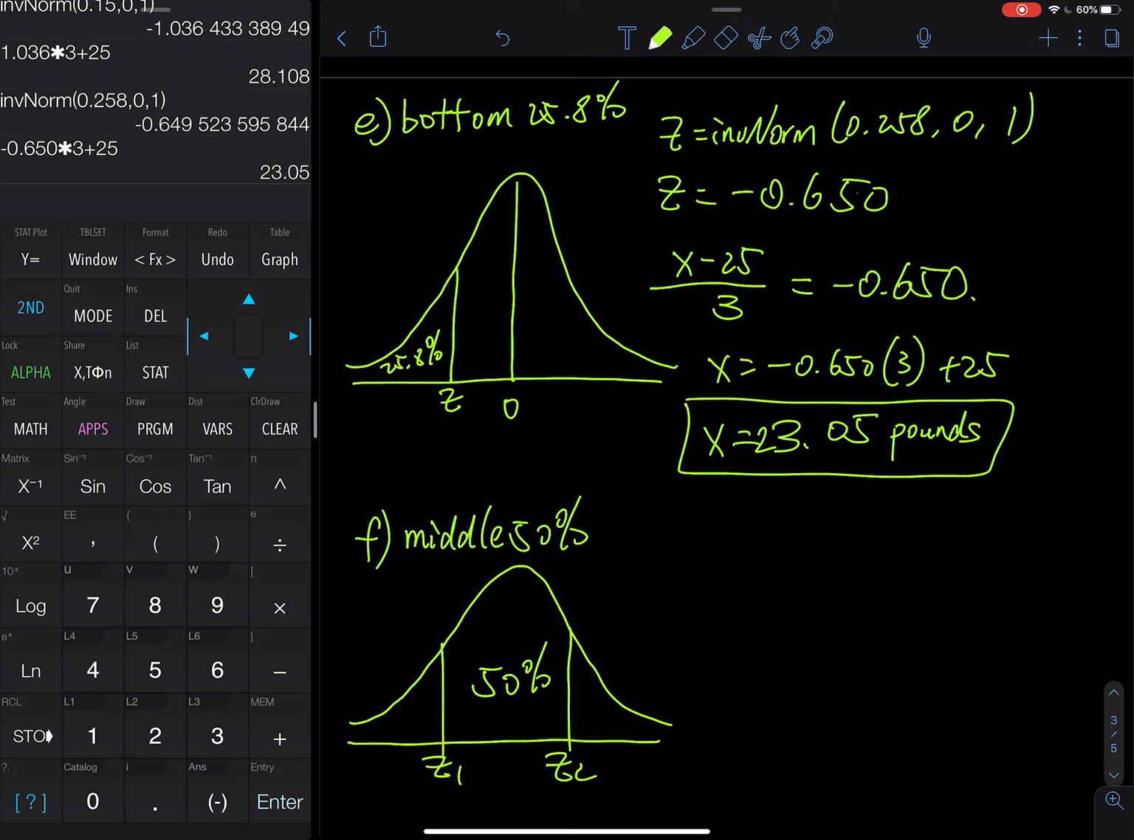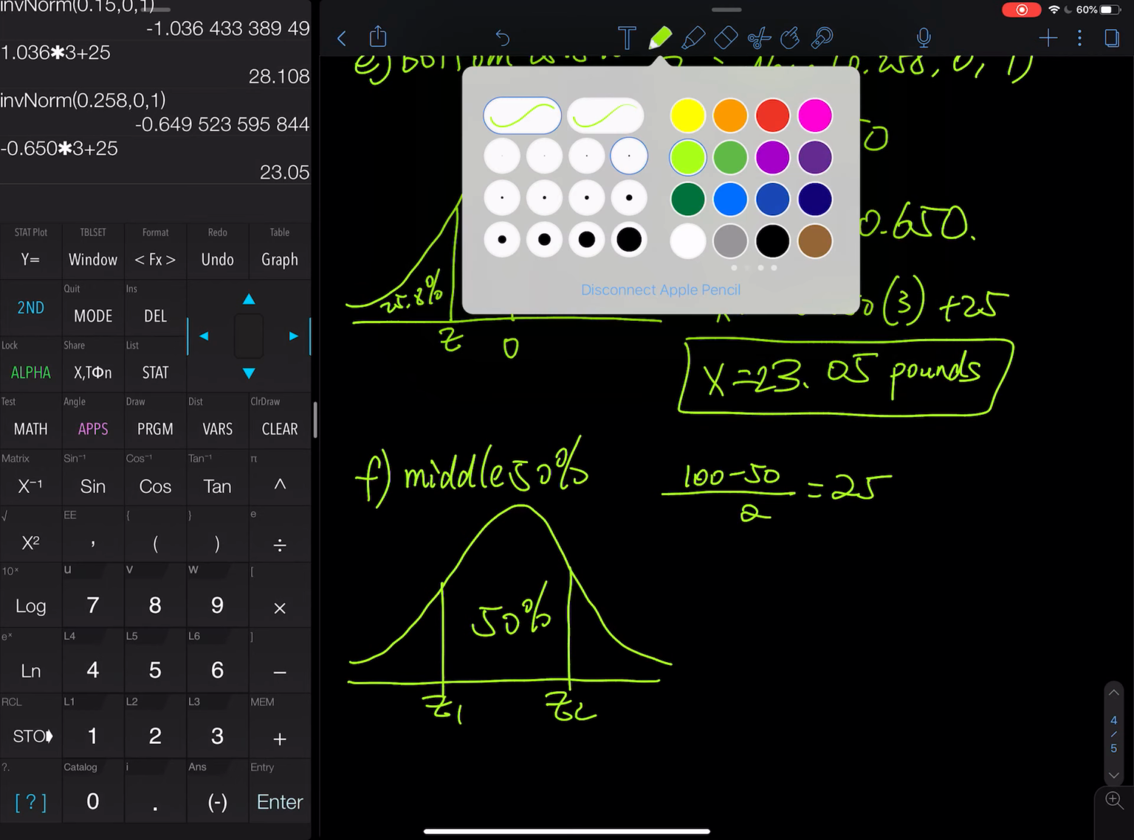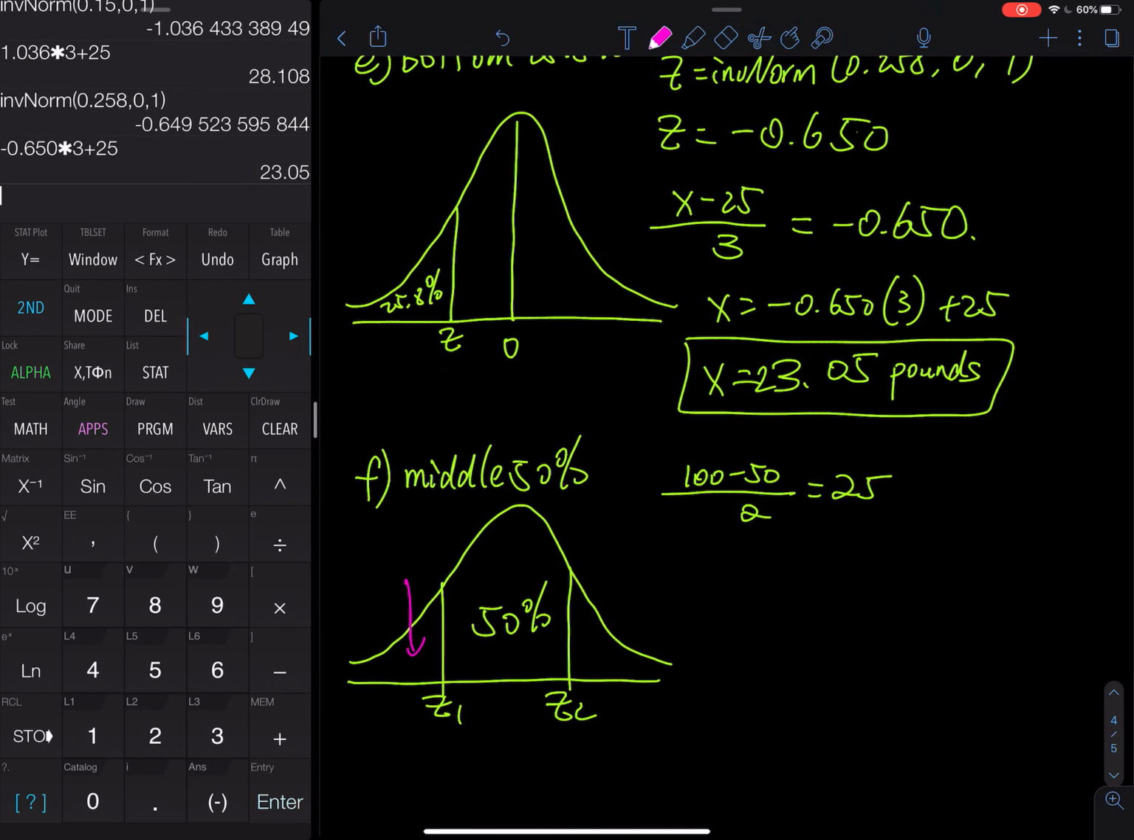To find this, I need to use one more property. So this is symmetrical, right? So if I take 100 minus 50 divided by 2, I have 25. So that means I have 25% on the left and 25% on the right. So that is 25 and this is 25. To find Z1, all I need to do is an inverse norm of 25, and the mean is 0, standard deviation is 1. So let's do it.